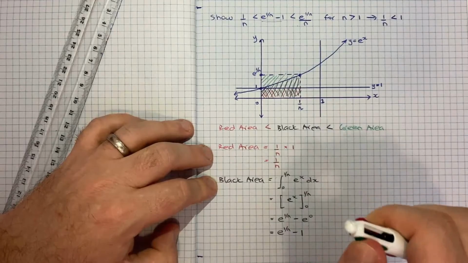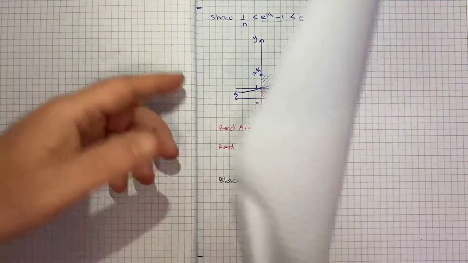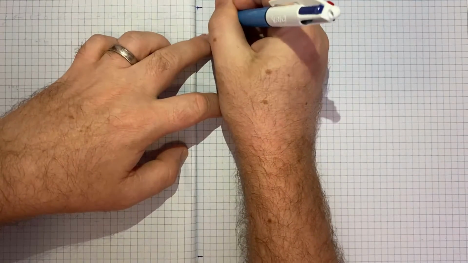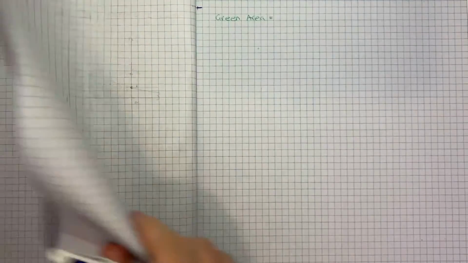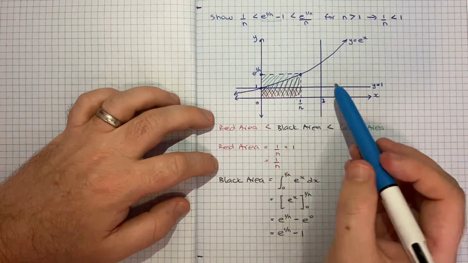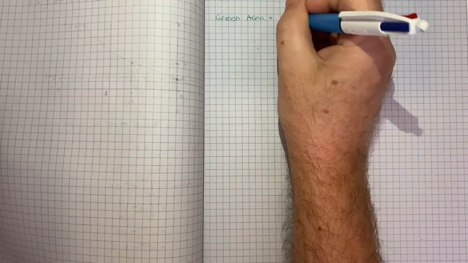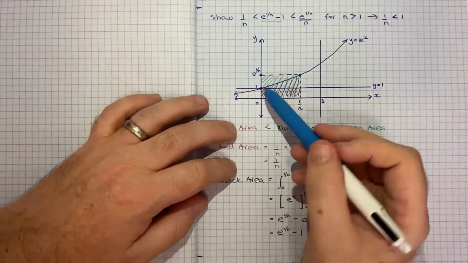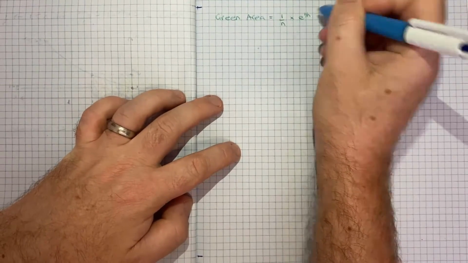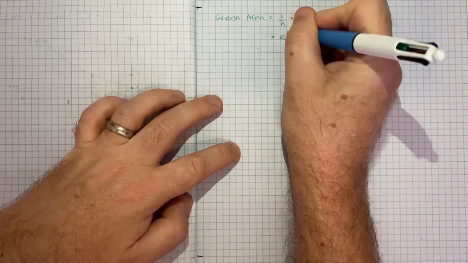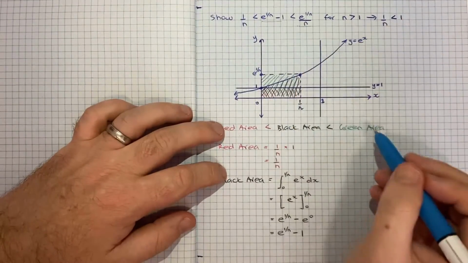Finally, we'll do the green area. I might have to turn over for this. But the green area is just another rectangle. And so in that case, the width here will be 1 on n once again. But the height will be e to the 1 on n. So that's simply e to the 1 on n, and that's also good because that's this bit here.